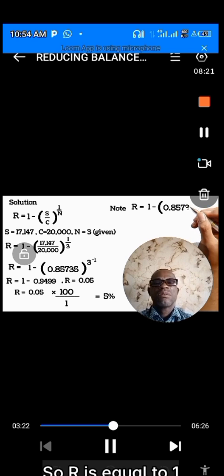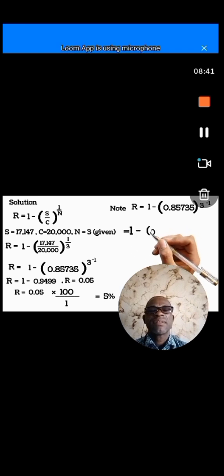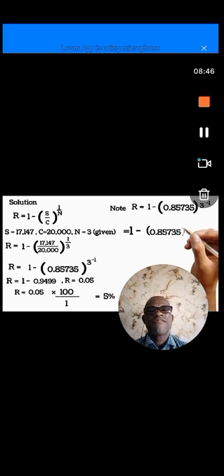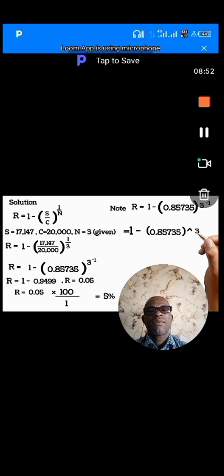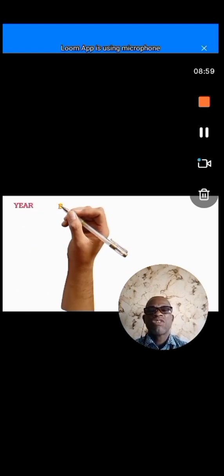So R is equal to 1 minus 0.8573 raised to the power of minus 3, raised to the power of minus 1. That's what we are trying to explain there. Now we got it. Now we got the rate to be 0.05, that is 5%.